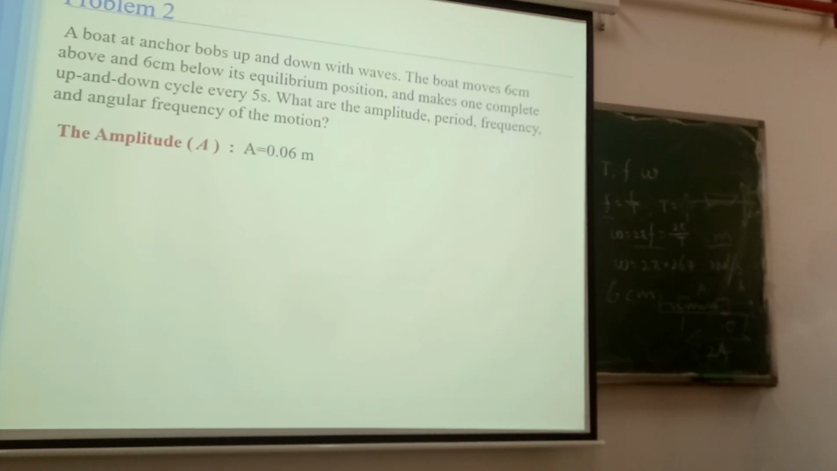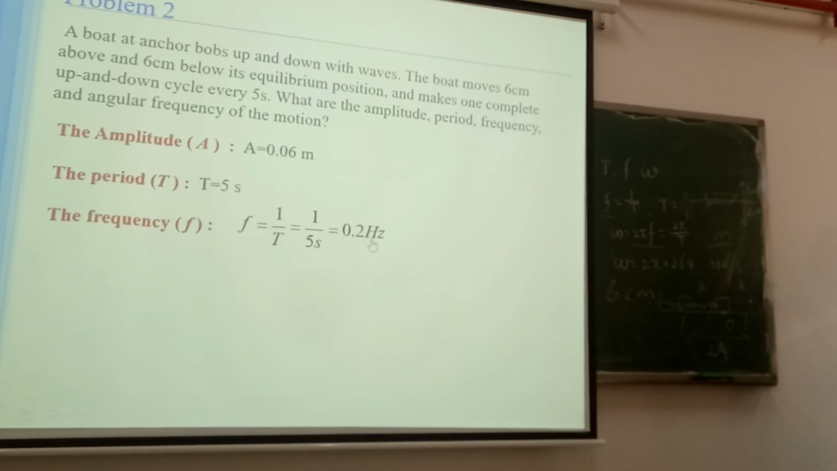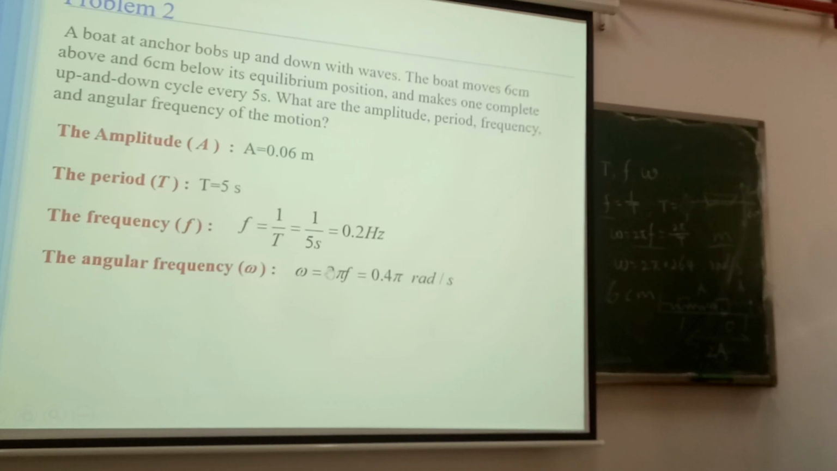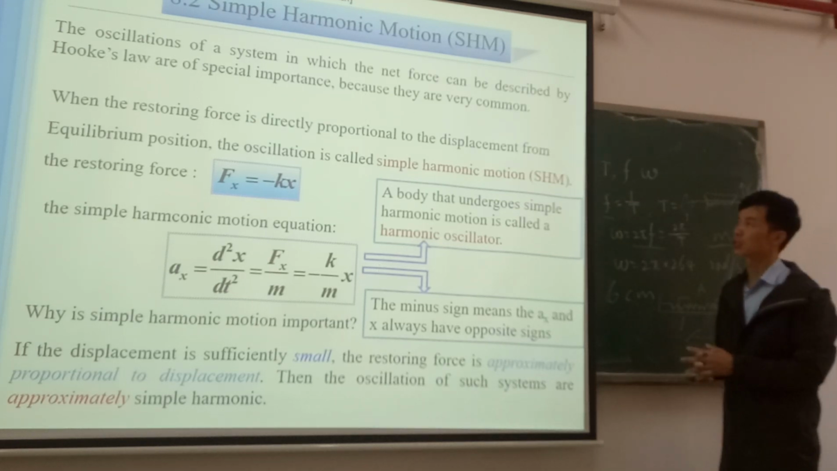So the amplitude A is equal to 0.06 meter, and the period T is 5 seconds. The frequency f is equal to 1/T, so it's 1/5 seconds, which is 0.2 hertz. And the angular frequency omega is equal to 2 pi f, so it is equal to 2 pi times f, which is this.